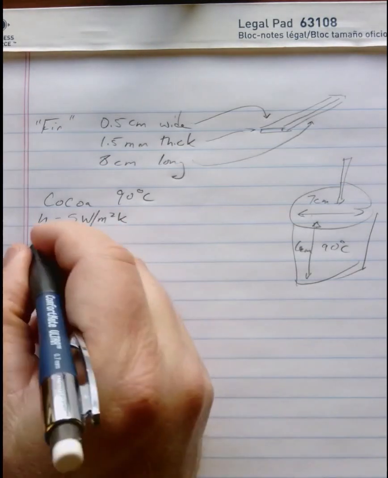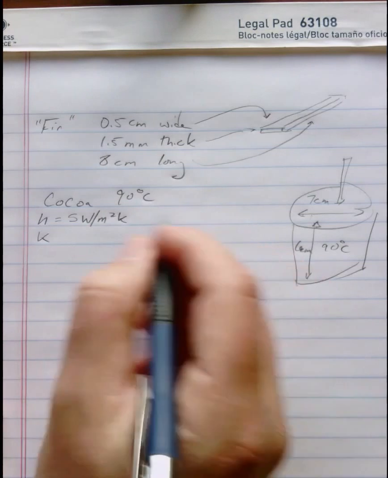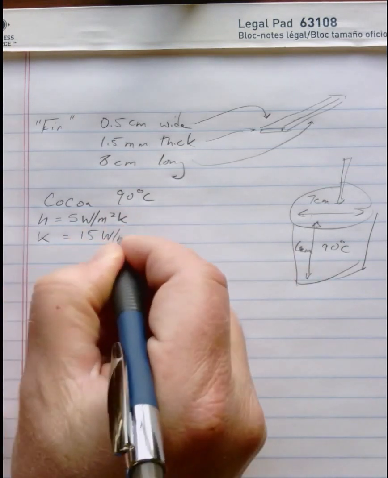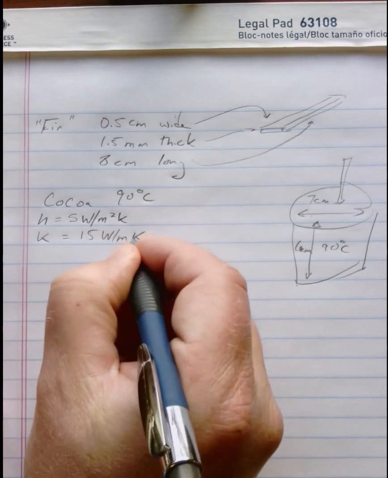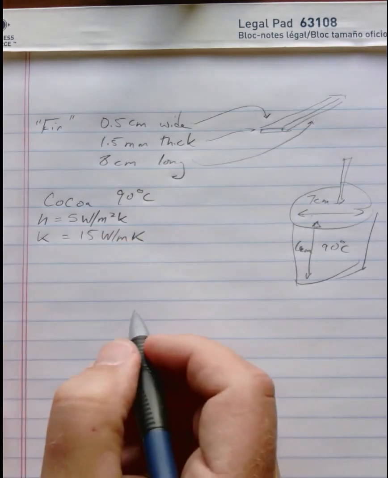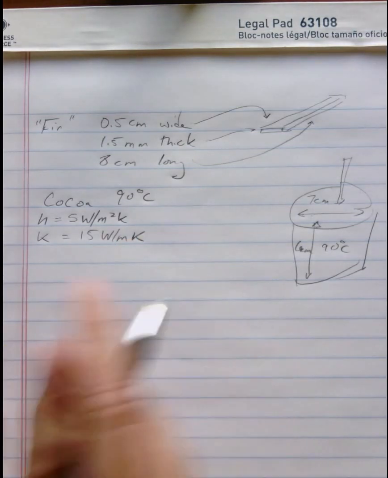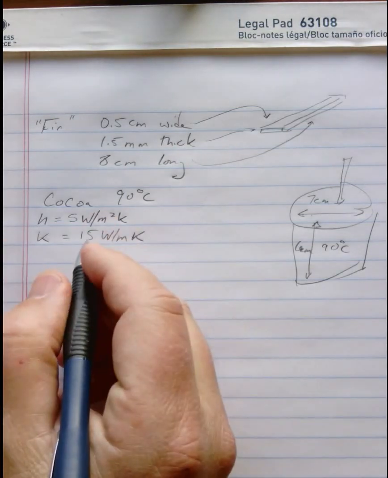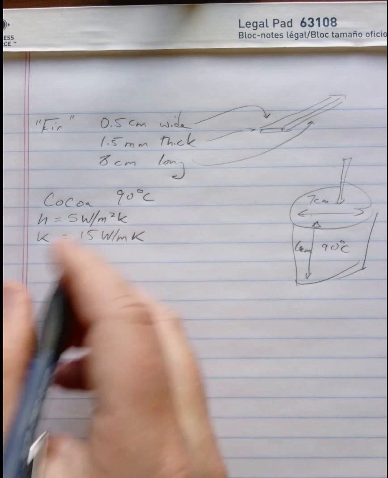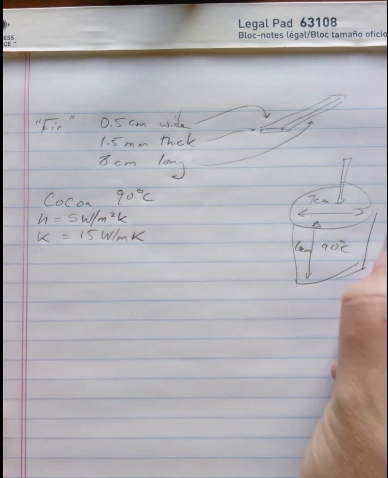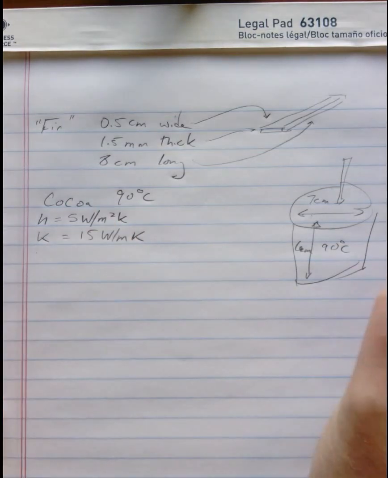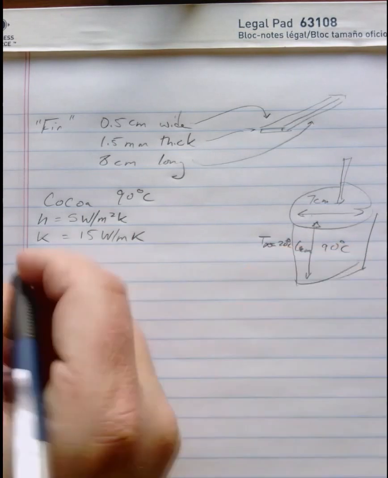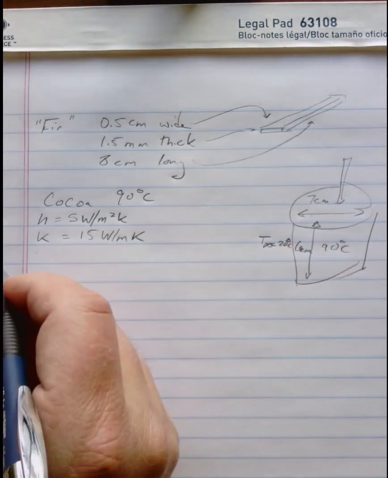Stainless steel, which your silverware is made out of, is about 15 watts per meter Kelvin. Might be interesting for you to go and look up the silver thermal conductivity and how much more you could burn yourself on a silver spoon than one made out of stainless. Huge difference. Outside the cup, out here, T infinity is equal to 20 degrees C. So we'll use that when we're making that comparison.